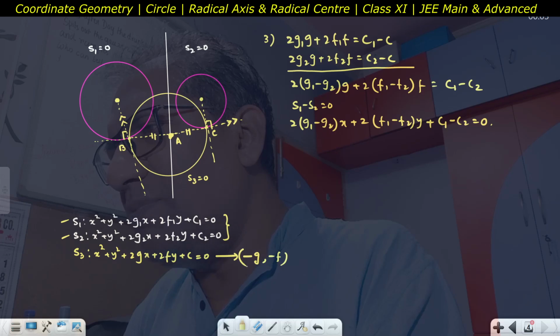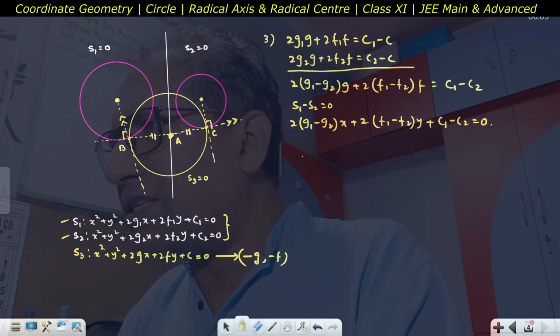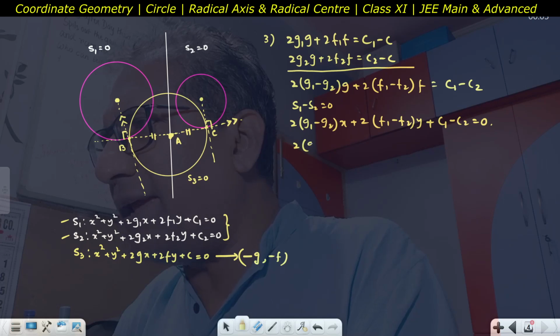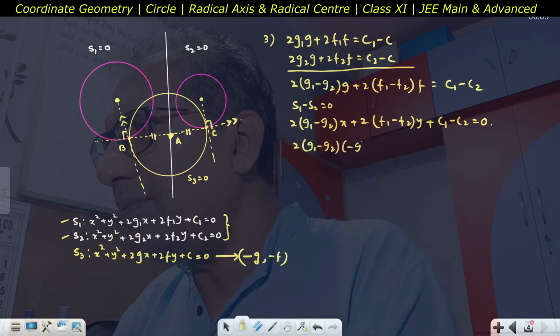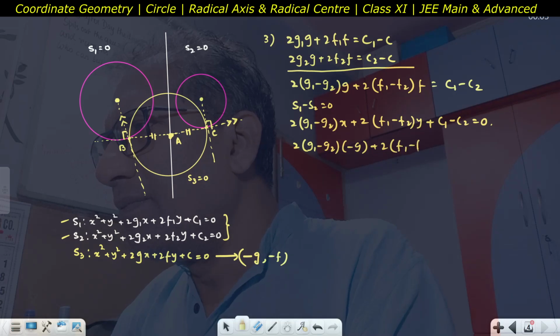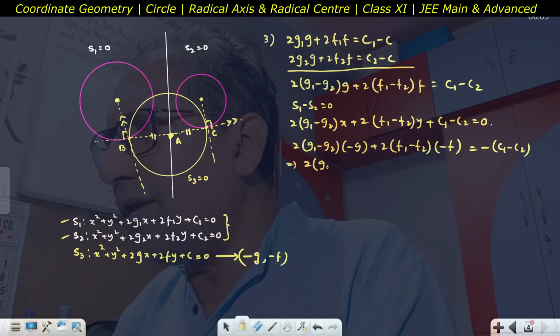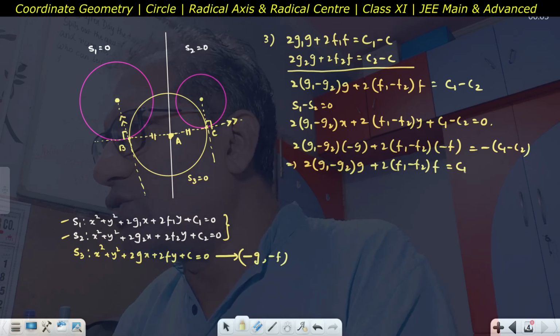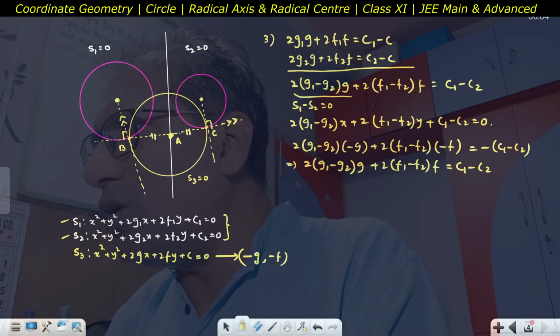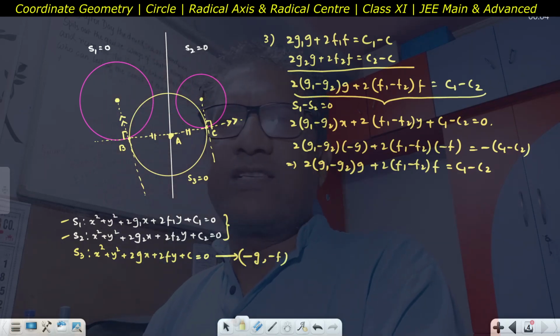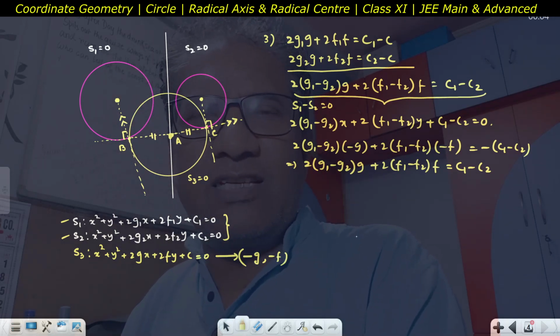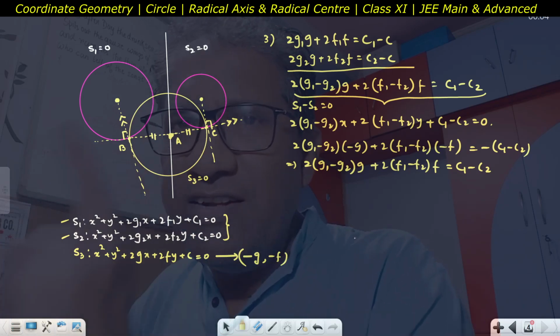It is minus G minus F. Now, if I put this center in this equation, we are getting 2G1 minus G2G, 2F1 minus F2F equals to C1 minus C2, which is actually true. It means that the radical axis is passing through the center of the third circle.